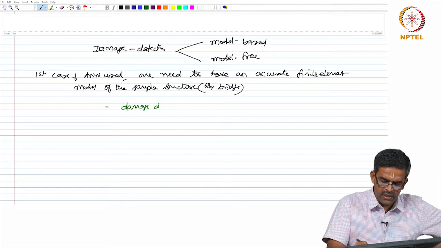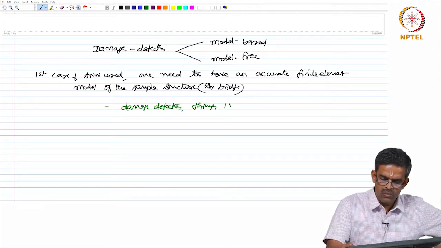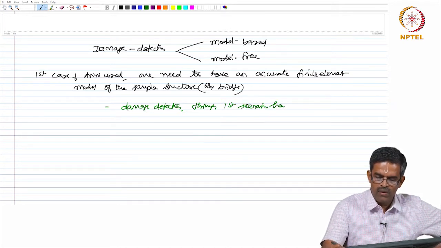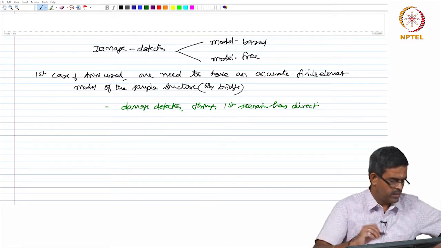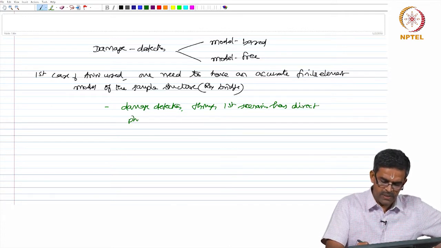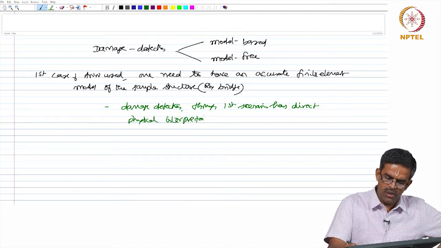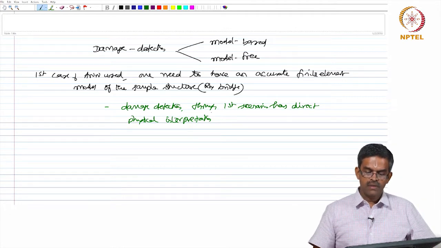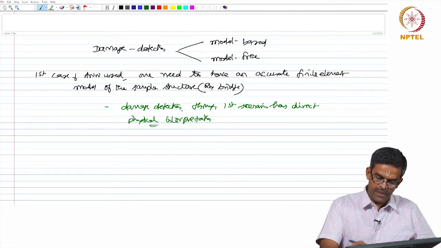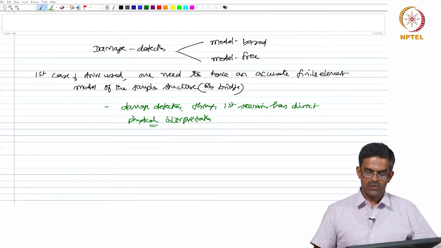The damage detection through this first scenario will have a direct physical interpretation, because you have a detailed numerical model of the bridge. Depending upon the location, nature, size and extent of damage, you can physically interpret what would be the loss or degradation on the deck of the railway bridge.